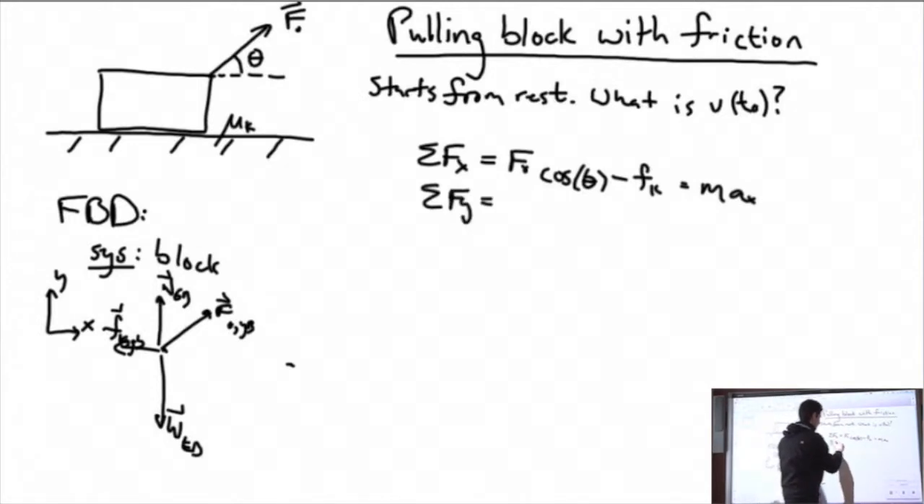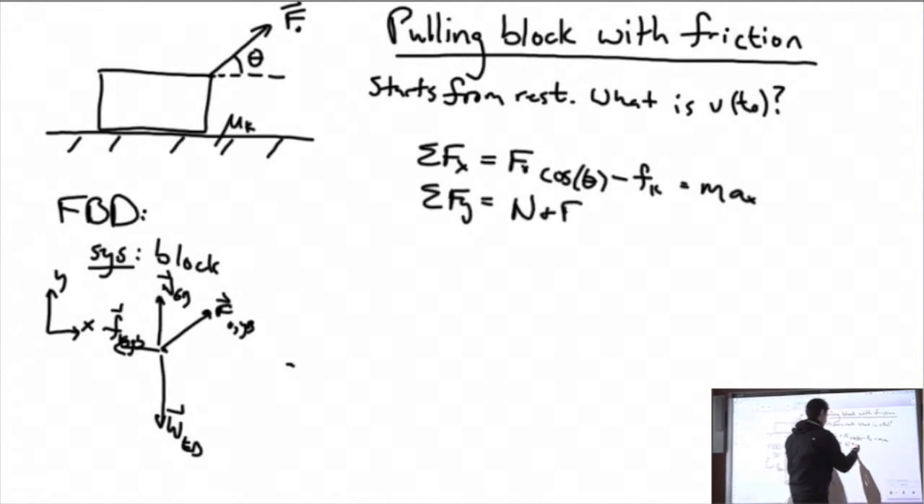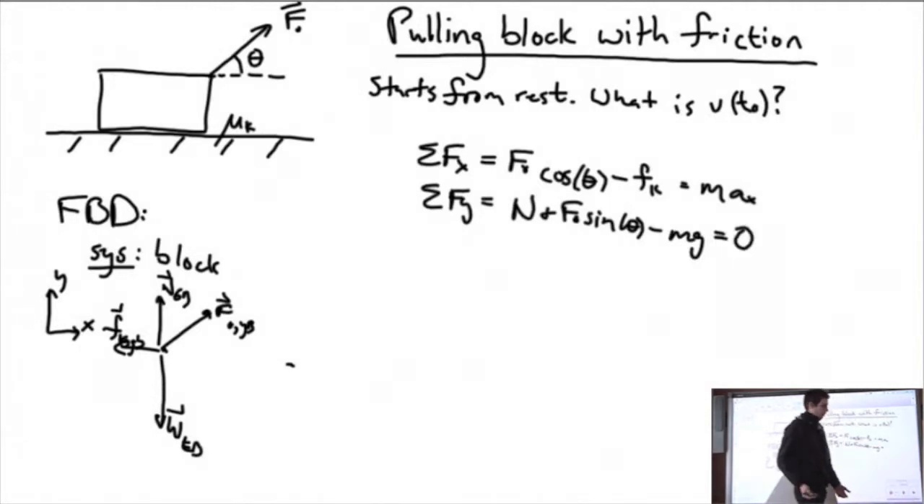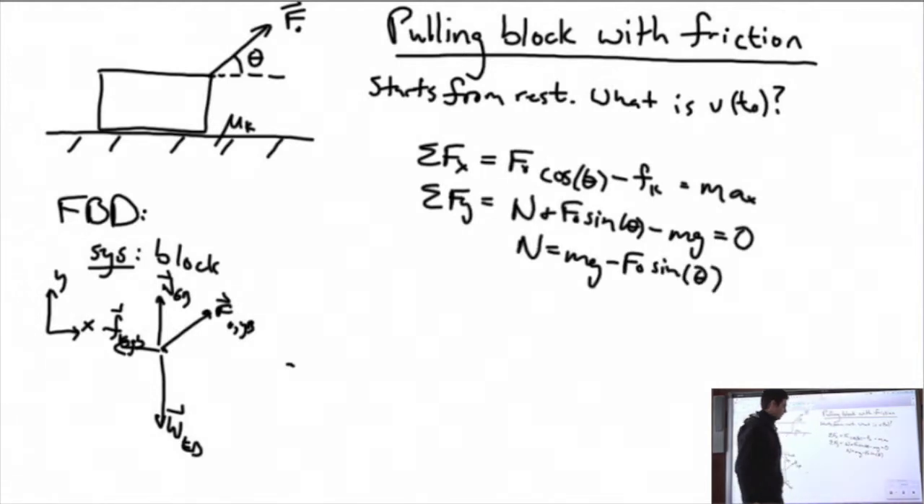So if I sum them up in the y direction, you can see from the picture that I'll have the normal force plus F0 sine theta, the y component of this applied force, minus the weight. So I'll say minus mg. And since it's not moving up and down in the y direction, I'll put that equals 0. So the normal force, in this case, actually turns out to be mg minus F0 sine theta.